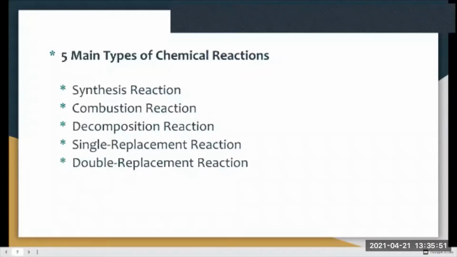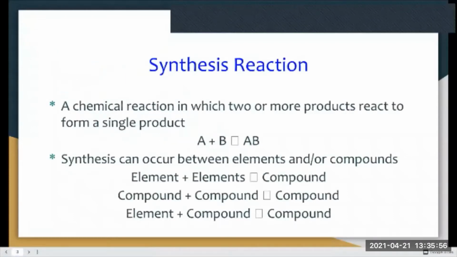Okay, so as we dive deeper into chemical reactions, the first one we're going to talk about is synthesis. A synthesis reaction is a chemical reaction in which two or more reactants combine to form a single product. So they do A plus B forms AB. And please note that synthesis can occur between elements and or compounds. So you can add element and element, compound and compound, element and compound. You always end up with a compound. So your reactants are always elements, a mixture of elements and compounds, and it could be one or more. So it's many things becoming one.